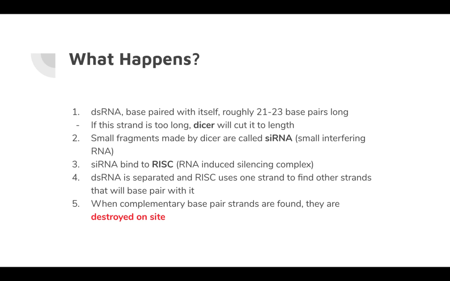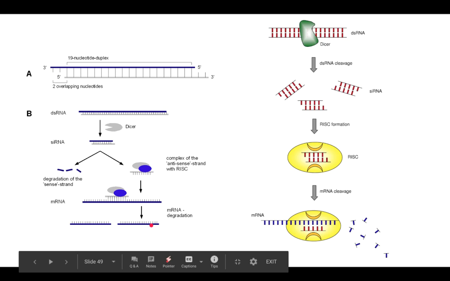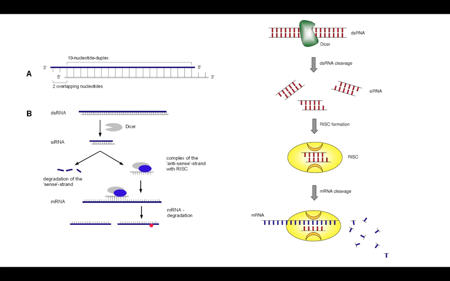Now, the siRNA will bind to RISC, and RISC stands for RNA-induced silencing complex. RISC will essentially take the scent, quote unquote, of the siRNA, and the double-stranded RNA is separated. RISC will use one of those strands, get that one scent from one strand, to find other strands that will base pair with it. So that when complementary base pair strands are found to the one that RISC has, it will be destroyed on site, which I think is absolutely fabulous.